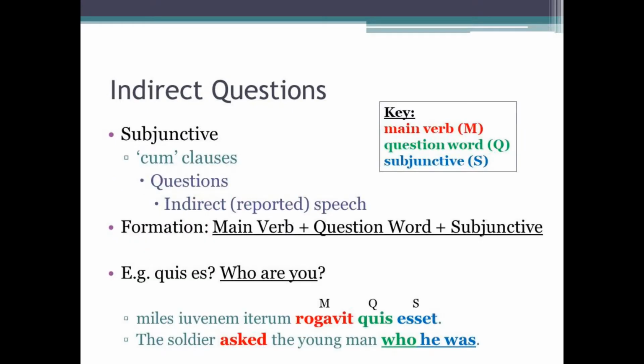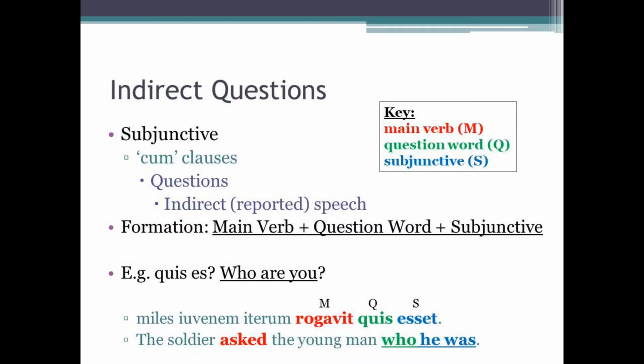So now that we've revisited direct questions, let's move on to having a look at indirect questions. As well as using the subjunctive in cum clauses, Latin also uses it to express questions in indirect speech, also known as reported speech. So to form an indirect question, you'll need a main verb, a question word, and a subjunctive.